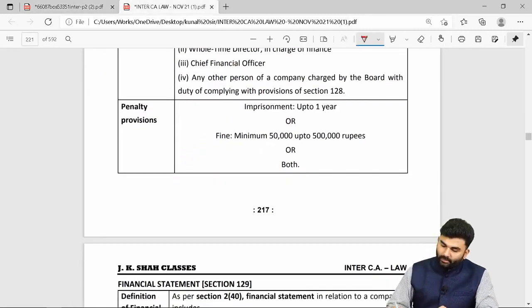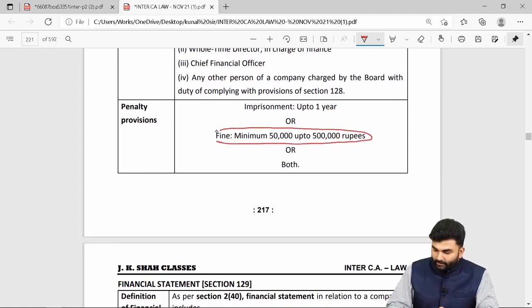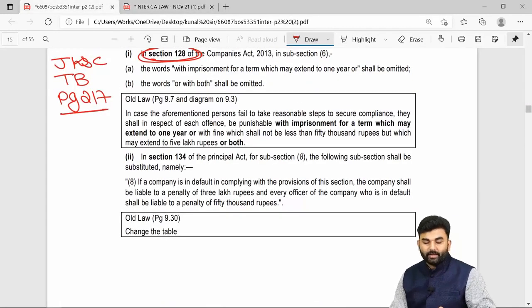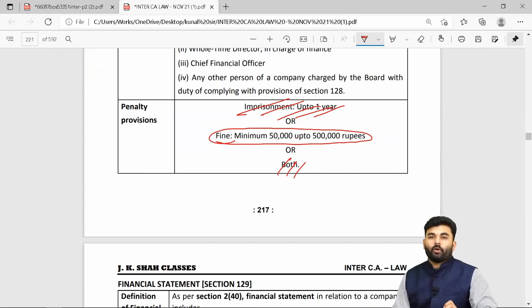Over here, only and only the monetary penalty will be prevailing. The imprisonment part will get removed. Only and only the monetary penalty will now prevail.